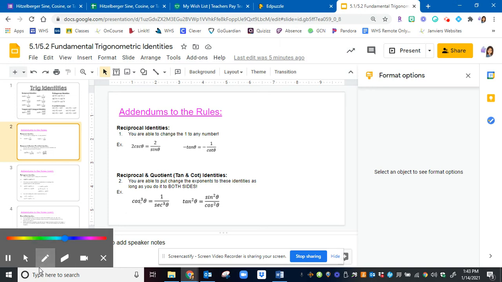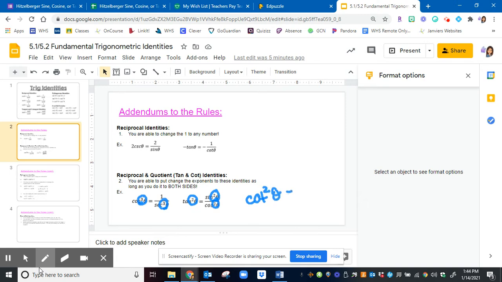So you can see here that I have this cubed and this cubed. Cosine theta equals 1 over secant theta. You could change it to cosine squared equals 1 over secant squared, or it could be cosine cubed equals 1 over secant cubed. Okay, it doesn't matter as long as these exponents match each other. Same thing with the quotient identities, tangent and cotangent. As long as if this is squared, then the top and the bottom have to be squared as well. If you have cotangent, you can do the same thing. Cotangent squared is equal to cosine squared all over sine squared.